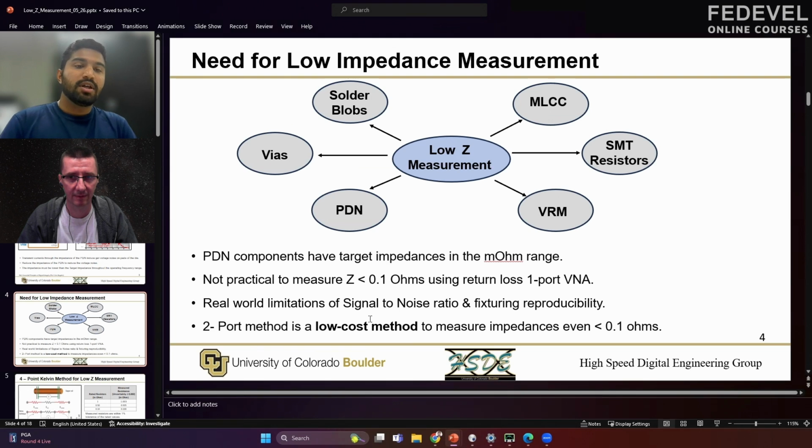So, using the VNA, we have two techniques that we can use. One is the one port technique, and the other is the two port technique. The one port technique is not really practical for impedances that are lower than 0.1 ohms because of its real world limitations, like signal to noise ratio, or its fixturing reproducibility. So the method that we are going to focus on in this video is the two port method.